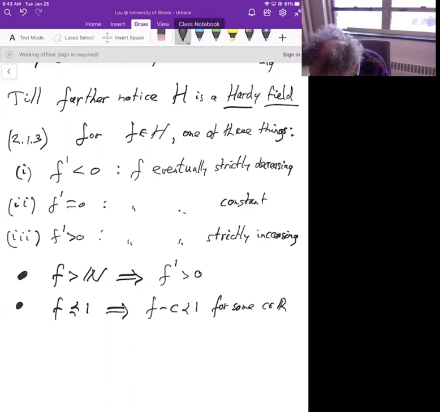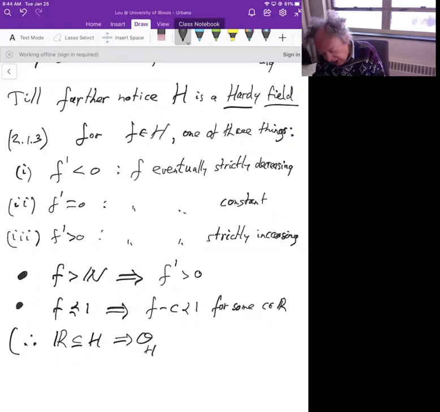Let me mention as a consequence that if R is contained in H, then the valuation ring, the ring of bounded elements, must be indeed... a bounded element is always a real number plus an infinitesimal element, right? That is basically what this implication here says. And that was one of the axioms for H fields, if you like.